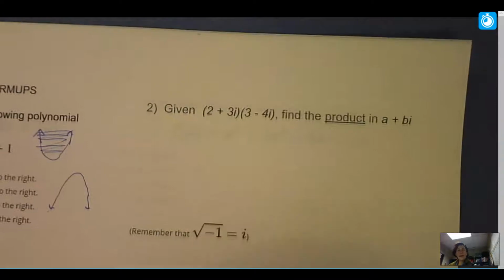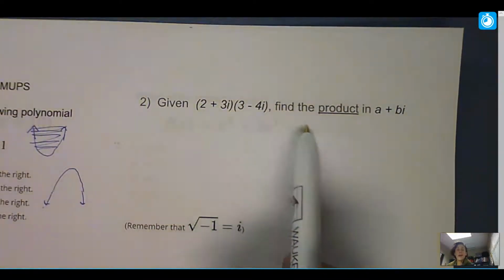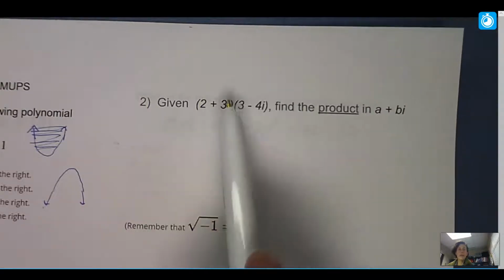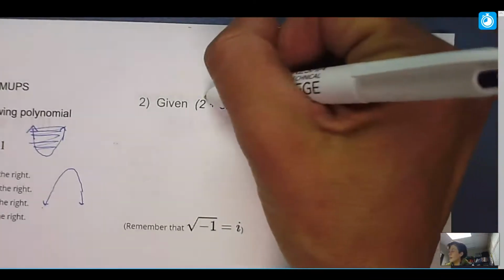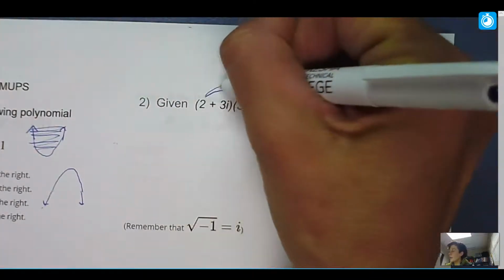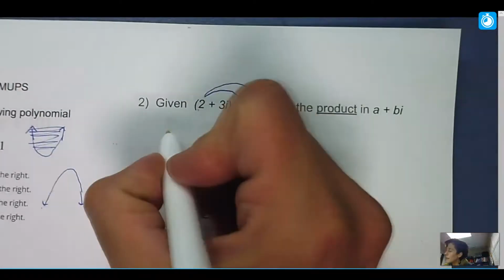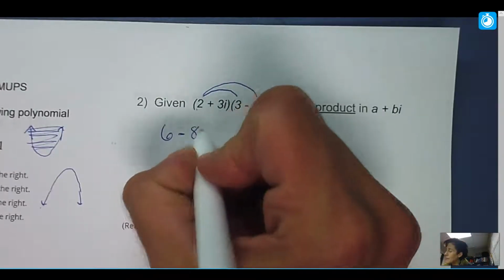So I can use my technology to get the shape of this as well. On the next one, given 2 plus 3i and 3 minus 4i, what we want to do is find the product. Product means it's the answer to a multiplication problem. So we're just going to multiply these two sets of parentheses. This is just the distributive property. In my class, we call it the neighbors meeting the neighbors. So when I start, I get 6, and when 2 distributes to this, I get minus 8i.